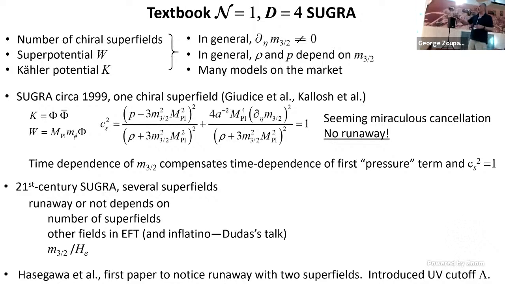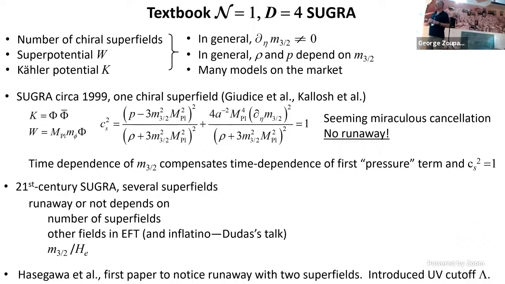And again, remember the expression for the sound speed squared. And what happens in the 1999 model with that Kähler potential and that superpotential is that the time dependence of the gravitino mass canceled or compensated for the time dependence of the pressure term, that first term, and c_s squared would be zero. So that was the situation in the last century.